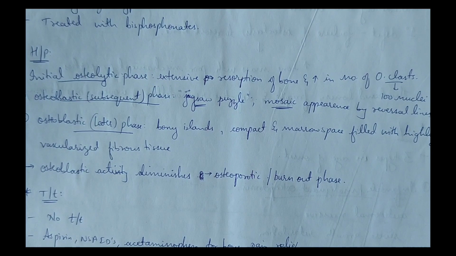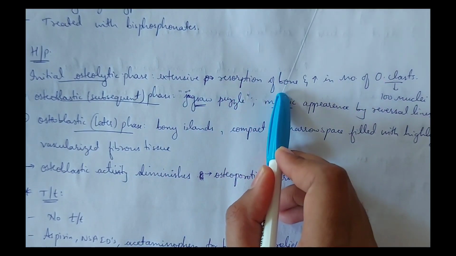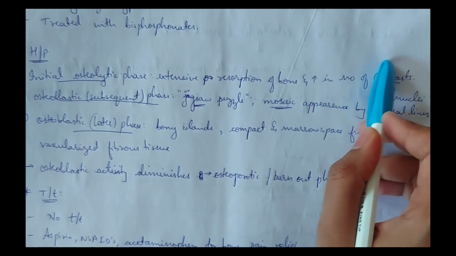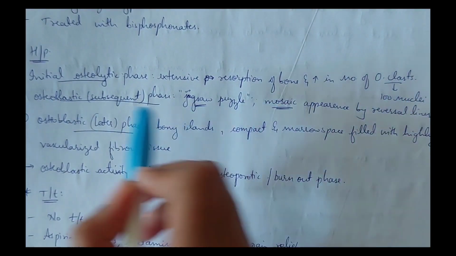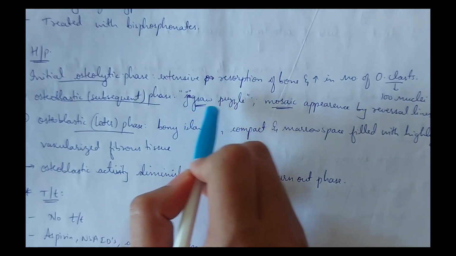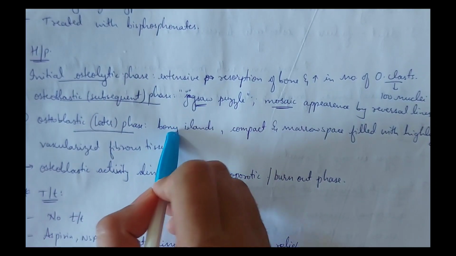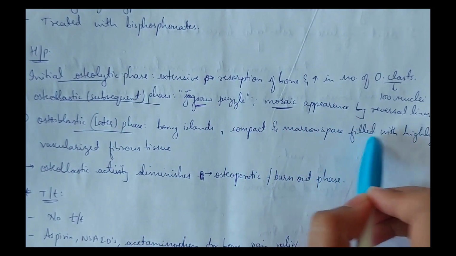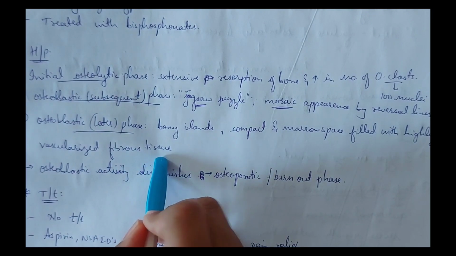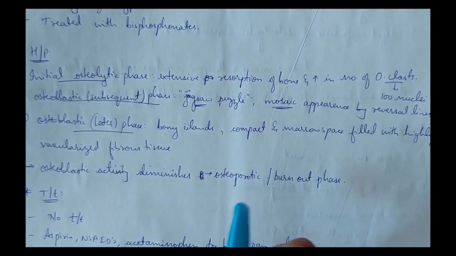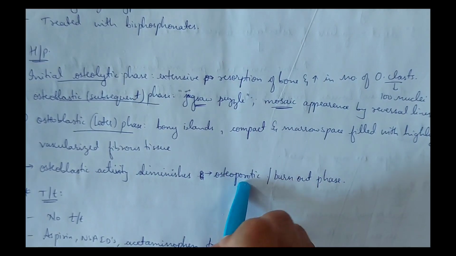Histopathology is again in three phases, that is the initial osteolytic phase, the subsequent osteoblastic phase, and the later osteoblastic phase. In the initial osteolytic phase there is an extensive resorption of bone and increase in number of osteoclasts. Each osteoclast contains 100 nuclei. In the subsequent or early phase we can see a jigsaw puzzle and mosaic appearance formed by the reversal lines. In the later phase, we can see bony islands, compact and narrow spaces filled with highly vascular fibrous tissue. Osteoclastic activity diminishes, causing the burnout phase or the osteoporotic phase.